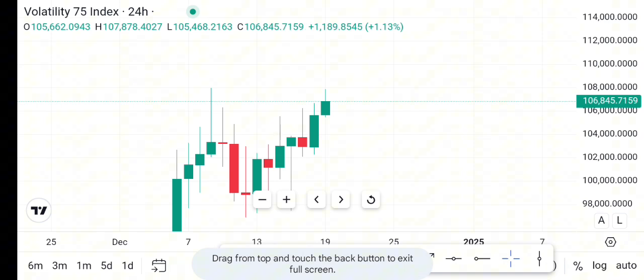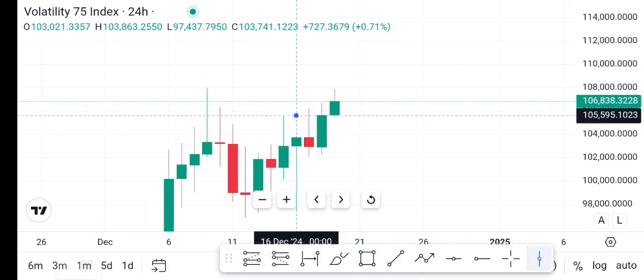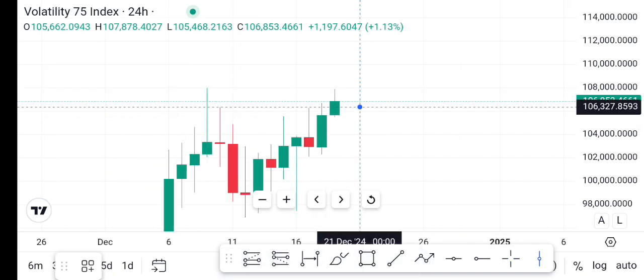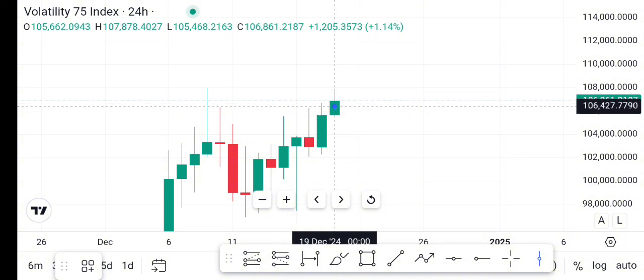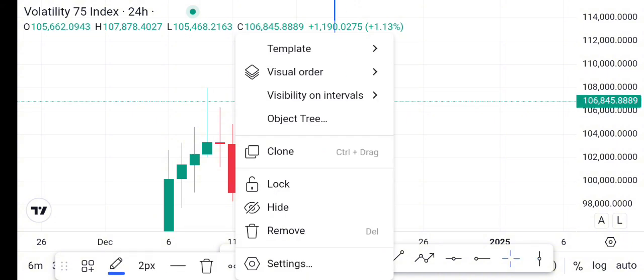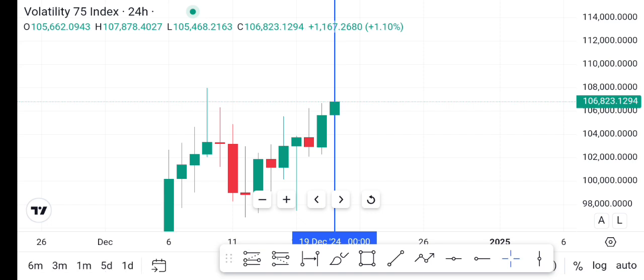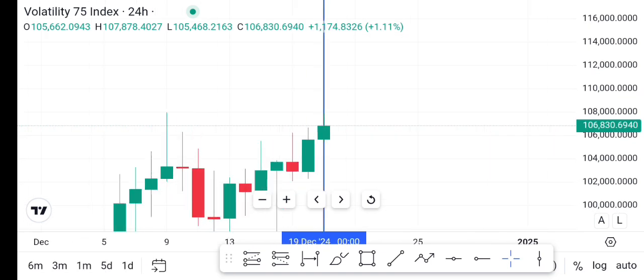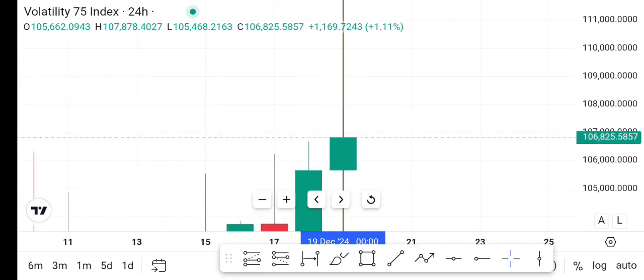So we get our vertical line. This is our line. We mark this present day like this. We put our vertical line there. After putting it there, we lock it, so it's not moving and stays there. So what do we see here right now?